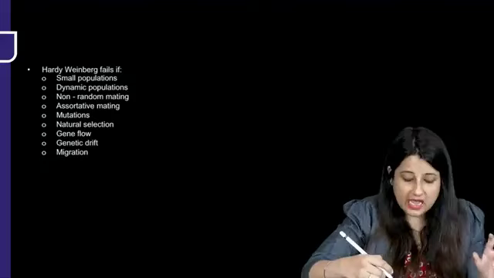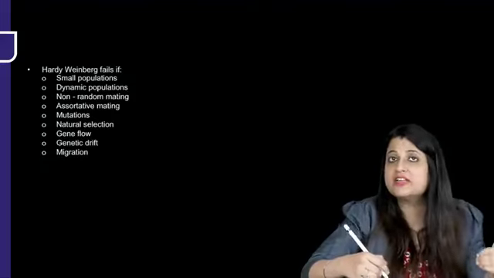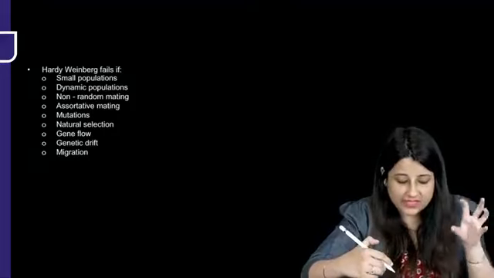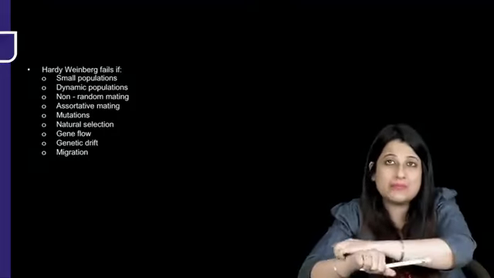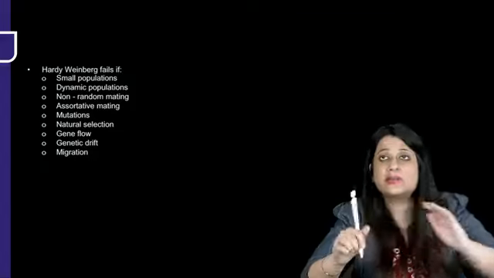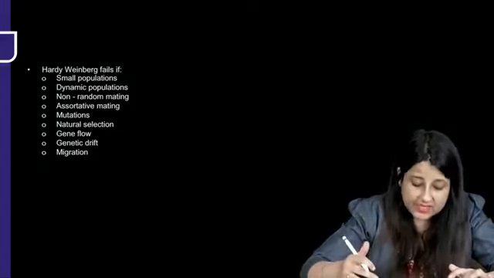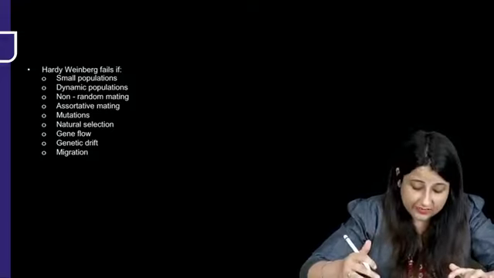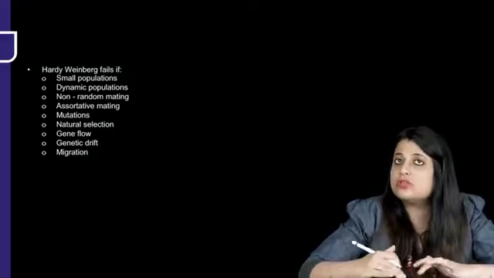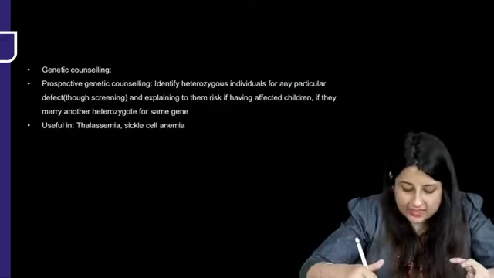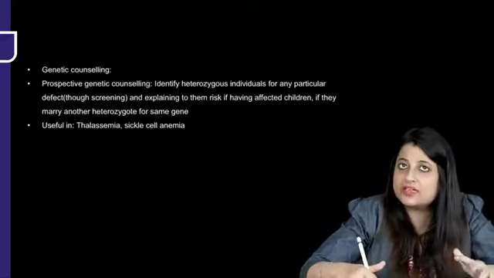Now Hardy-Weinberg will fall. Genetic frequencies will not remain the same from generation to generation if they are smaller, dynamic populations. It remains the same for larger populations. If they are migrating, or there is non-random mating, assortative mating, mutations, all those things, then it will not remain the same. Last thing, guys: there are two types of genetic counseling, prospective and retrospective.